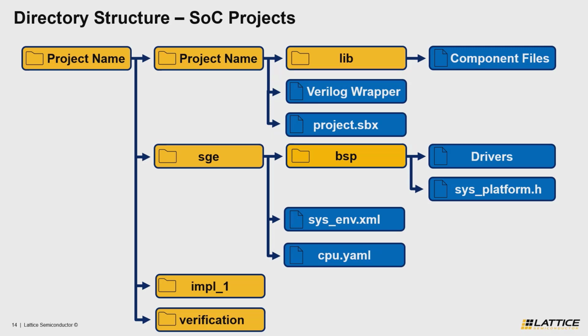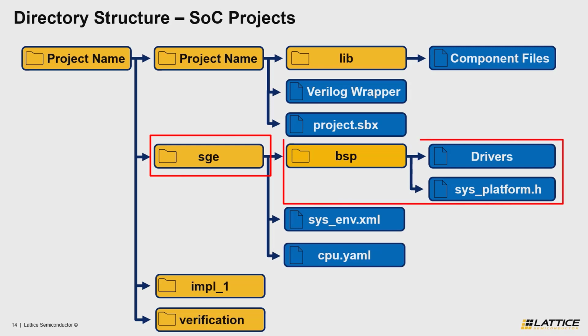Aside from that subdirectory, the next subdirectory that you should know about is the SGE directory, which is generated once we generate our Propel Builder project for the first time. Within the SGE directory is a folder called BSP, which stands for Board Support Packages. This folder is extremely important, as it contains all the driver files for the components in your SoC project, as well as the sys_platform.h file, which contains all the generic system definitions for your project, like register locations and component parameter selections.